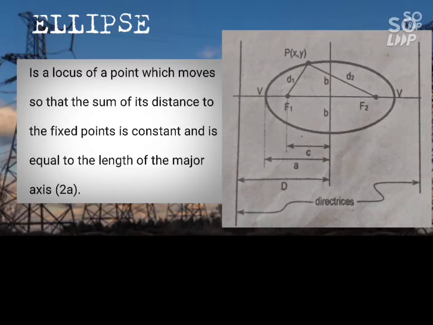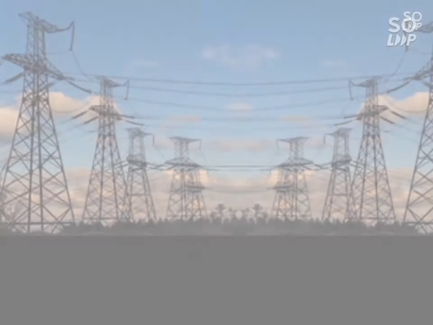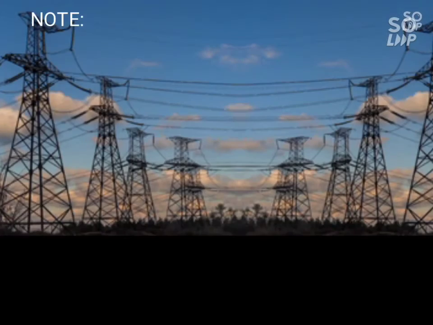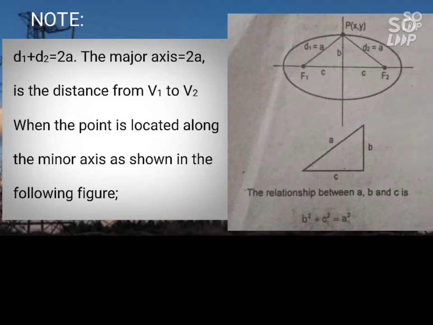An ellipse is a locus of a point which moves so that the sum of its distances to the fixed points is constant and is equal to the length of the major axis, 2a. The general equation is ax squared plus cy squared plus dx plus ey plus f equals 0. Note that d1 plus d2 equals 2a.